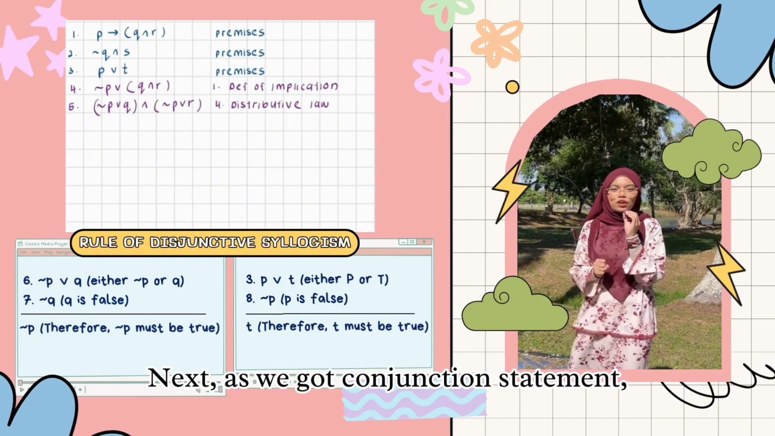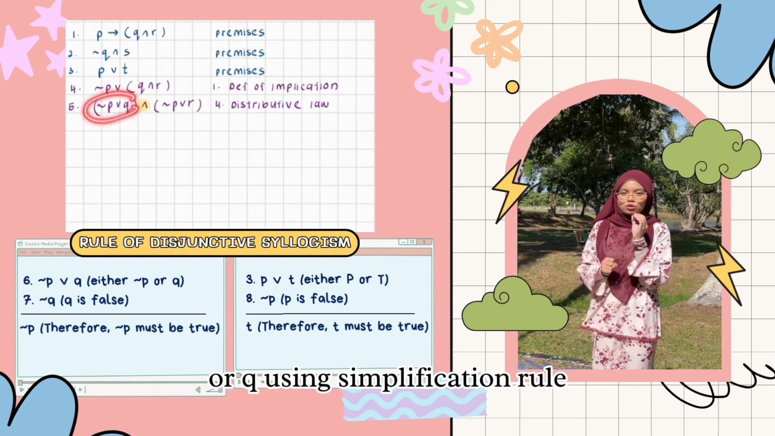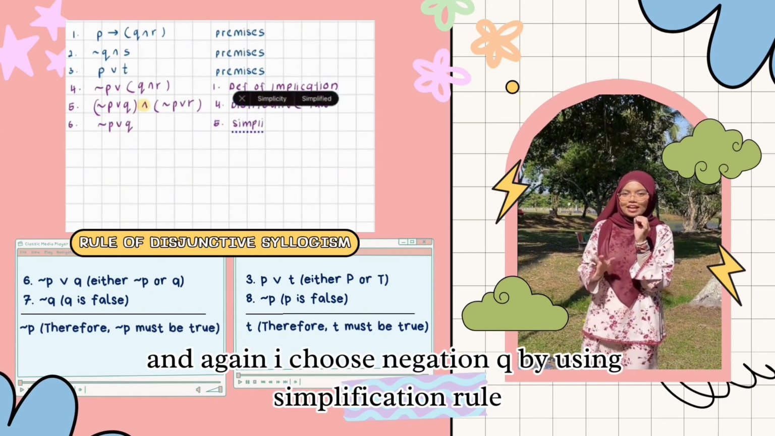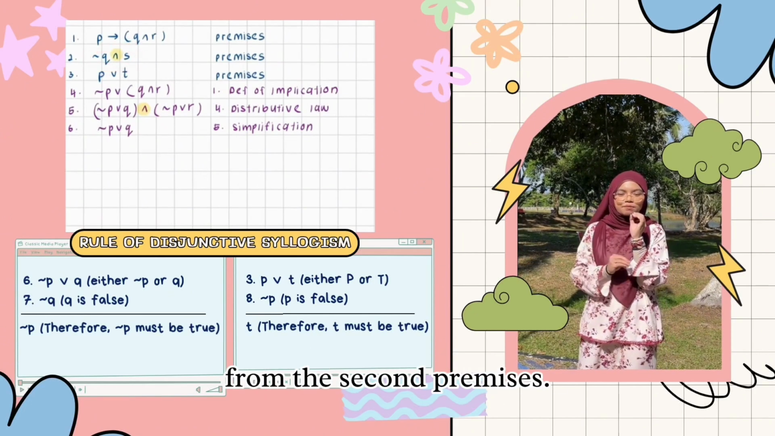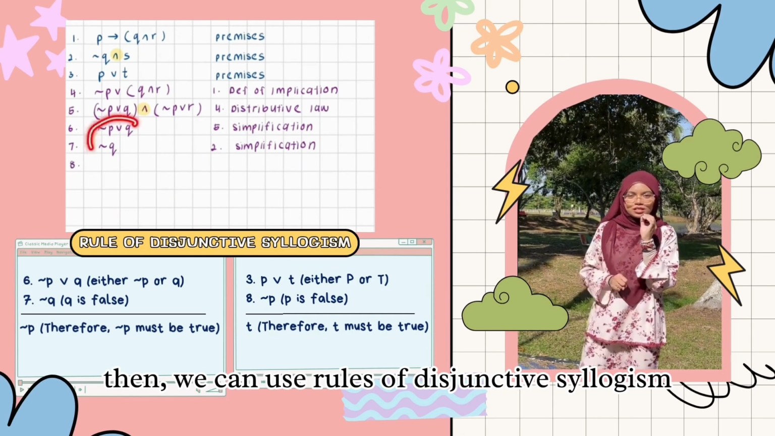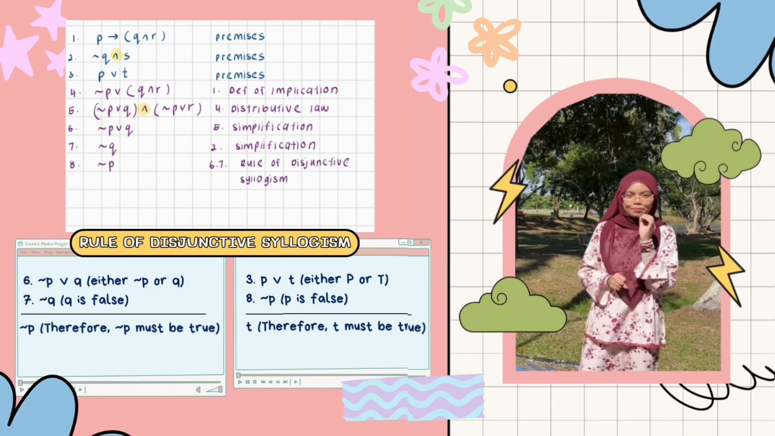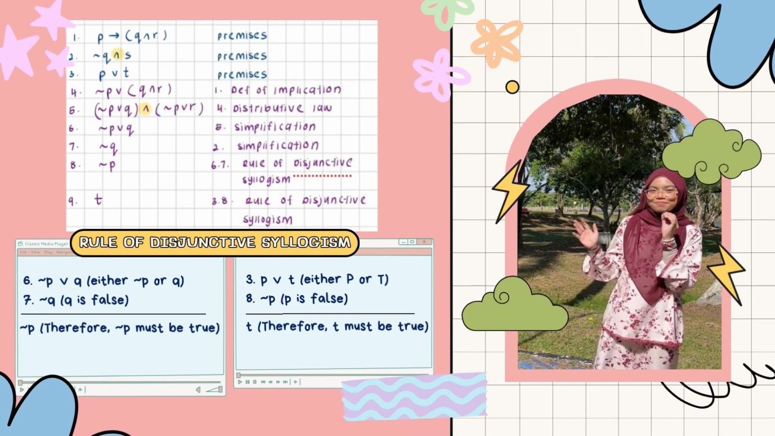Next, as we got conjunction statement, I decided to choose negation P or Q using simplification rules, and again, I choose negation Q by using simplification rules from the second premises. Then, we can use rule of disjunctive syllogism. So this argument is valid as we got P as the answer.